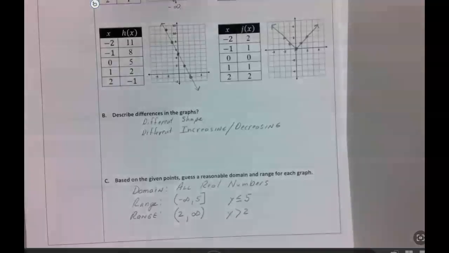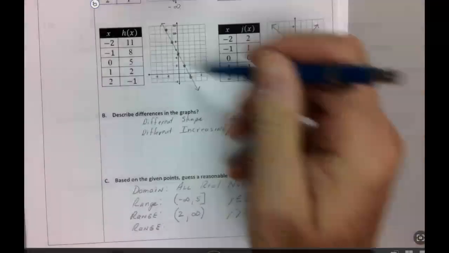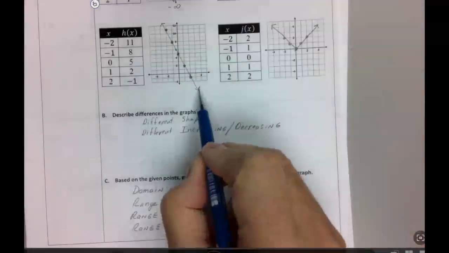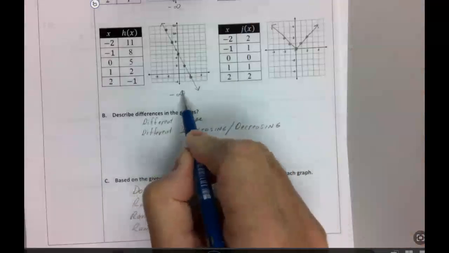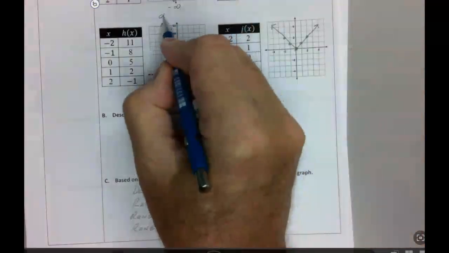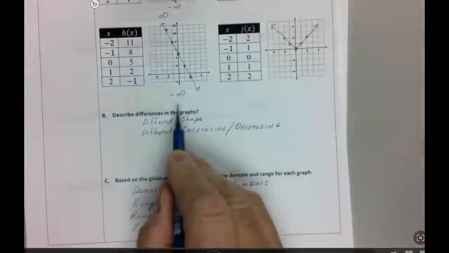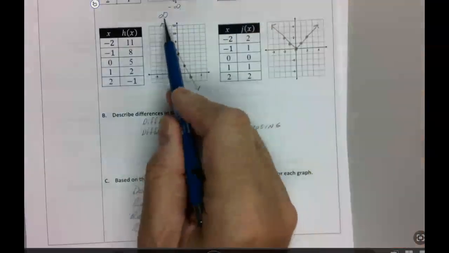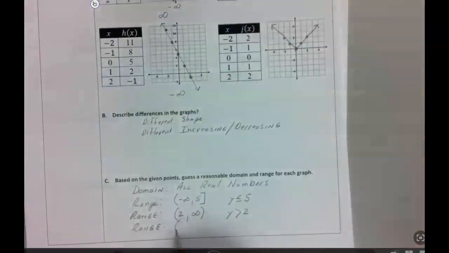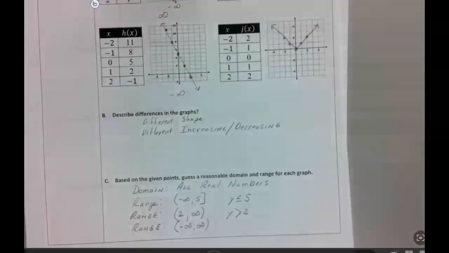Okay, the range for the line. Well, floor, which way? Floor is down here, which is negative infinity. Positive infinity is up here. Well, what's the arrow pointed towards? Negative infinity. And what's the arrow for that one pointed towards? Positive infinity. So this one here's all real numbers. The range for the line is all real numbers, the x values and the y values. All real numbers.